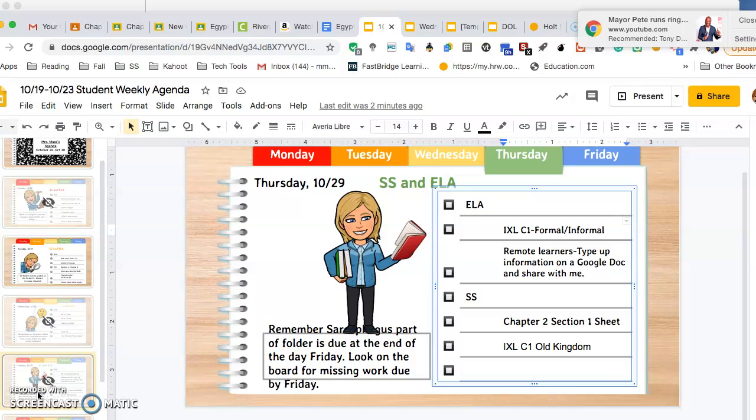How do they think they were built? Because it's a theory. How do they think they were built? What were they made out of even? What did they look like inside? So, okay, any interesting information about that on a Google Doc, share with me.